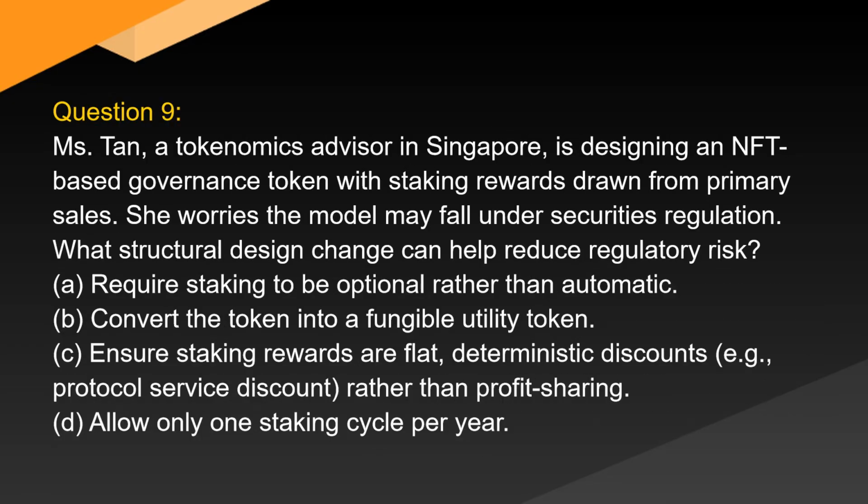Question 9. Ms. Tan, a tokenomics advisor in Singapore, is designing an NFT-based governance token with staking rewards drawn from primary sales. She worries the model may fall under securities regulation. What structural design change can help reduce regulatory risk? A. Require staking to be optional rather than automatic. B. Convert the token into a fungible utility token. C. Ensure staking rewards are flat deterministic discounts, e.g., protocol service discount, rather than profit sharing. D. Allow only one staking cycle per year.